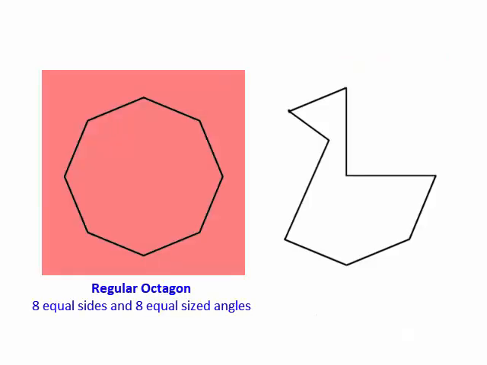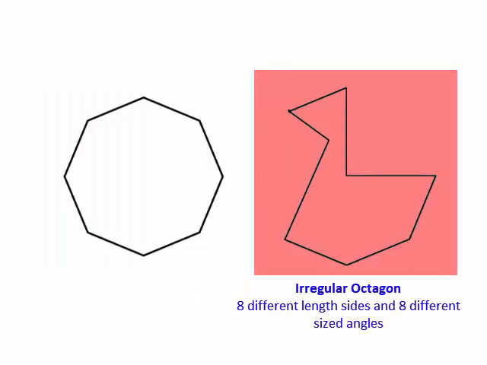And this is an octagon. An octagon has 8 sides. This is a regular octagon with 8 sides of equal length and 8 equal angles. And again we have an irregular octagon, 8 sides of different lengths and 8 different angles.